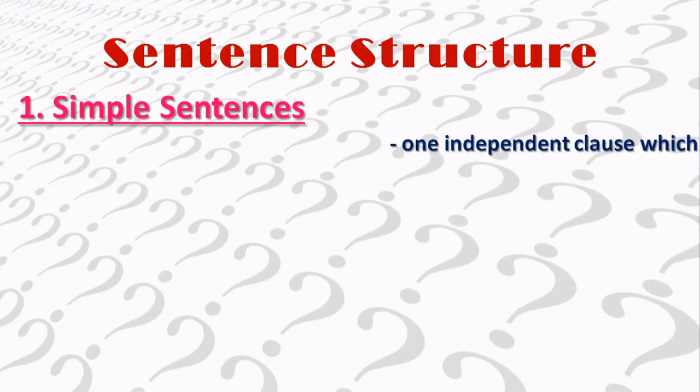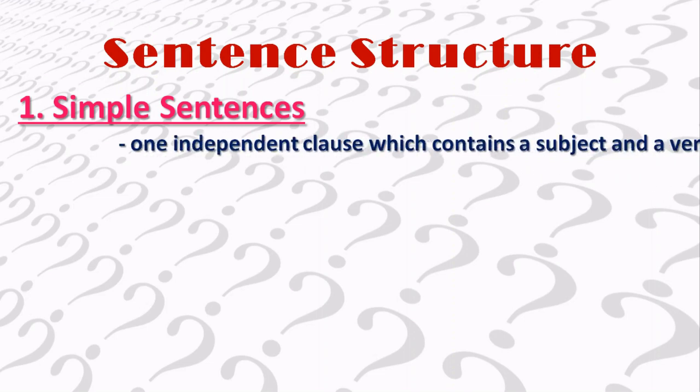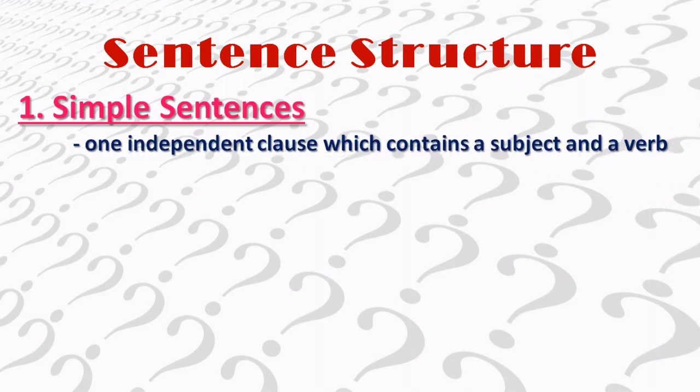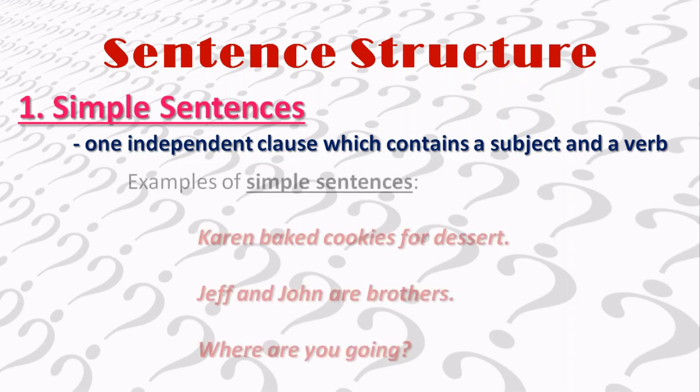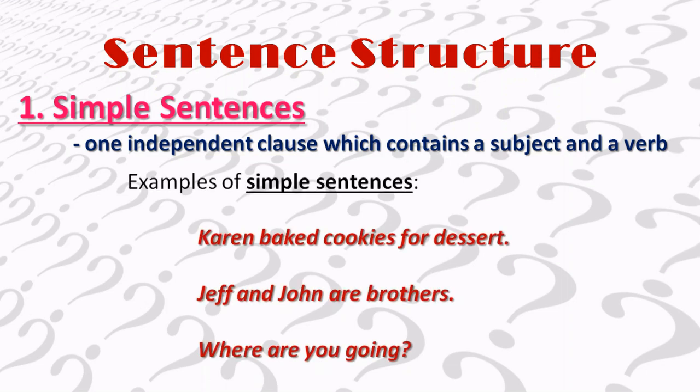Simple sentences consist of one independent clause which contains a subject and a verb. It's that easy. This is the basic form of communication that everybody uses most of the time. Let's take a look at some examples. These are simple sentences. Karen baked cookies for dessert. It's a single clause. It holds a single idea.